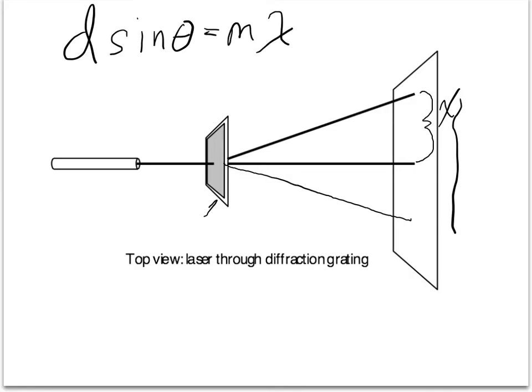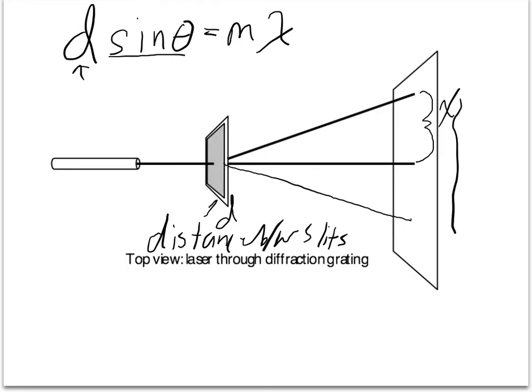The d here applies to the diffraction grating. It's the distance between the slits. That was terrible handwriting. But d is the distance between the slits. It is not the distance between the dots, and I saw a lot of people making that mistake in the lab. d is not the distance between the dots. That distance does not appear in this equation.